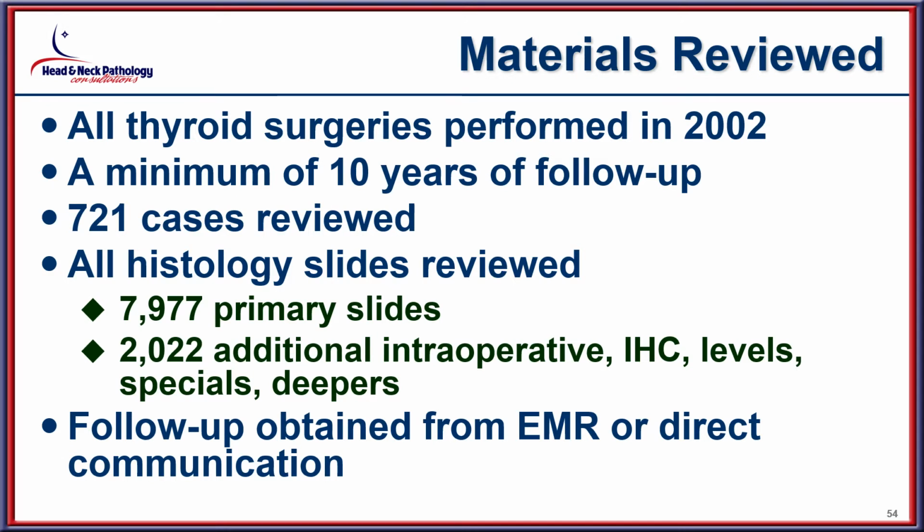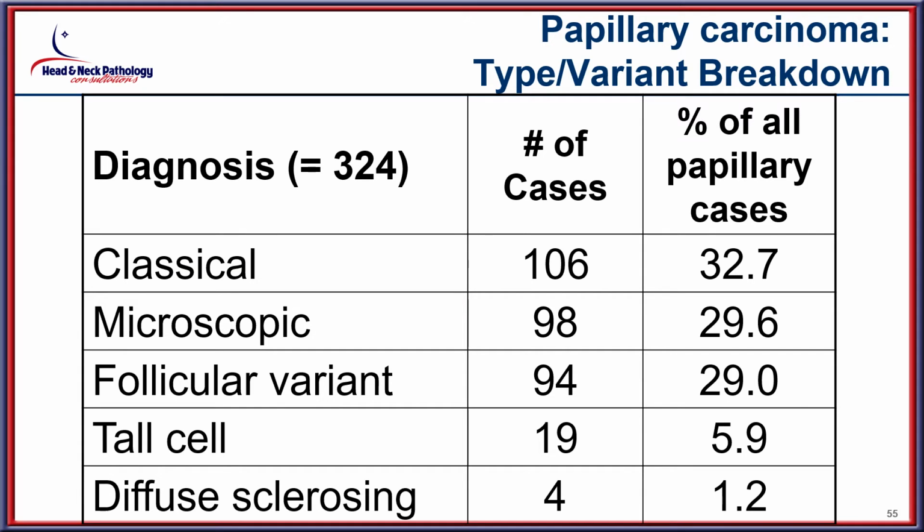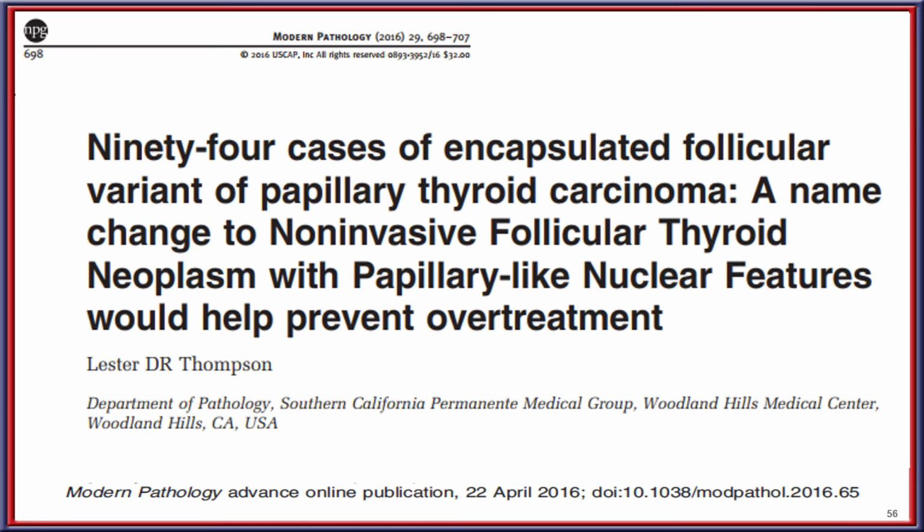And so this is what started out as a review for this particular category. I personally pulled 721 cases, looked at all of the slides, came up with follow-up for these patients who had at least a minimum of a 10-year follow-up. And out of that particular group, you can see that there are approximately 1/3 in each of the major categories of papillary carcinoma, classical, microscopic, and follicular variant, out of this overall cohort of nearly 324 patients. So that led to the concept of the encapsulated follicular variant of papillary carcinoma potentially being able to go by a new and different name.